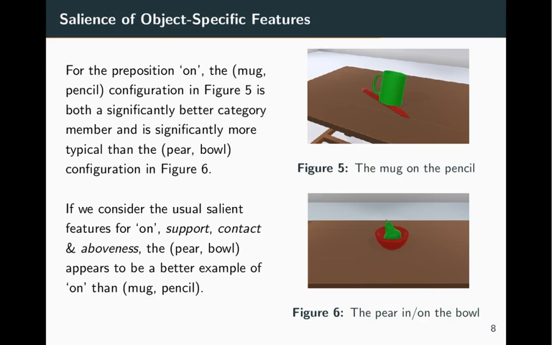So if the hypothesis were correct, we would expect that the mug-pencil configuration is a better category member, and that the pear-bowl configuration would be more typical. However, the mug-pencil configuration was found to be a significantly better category member and significantly more typical than the pear-bowl configuration. There are some more similar examples of this from the dataset and in the paper, and I think these suggest that object-specific features are salient in both category and typicality judgments.